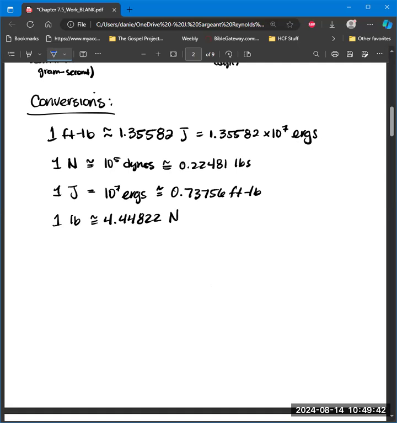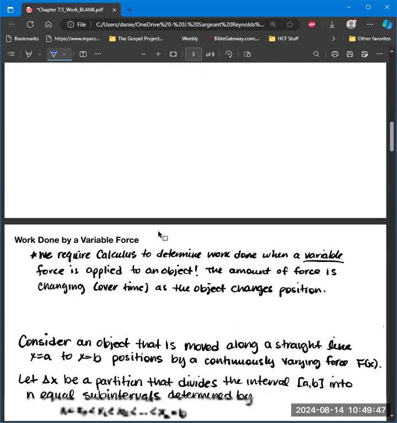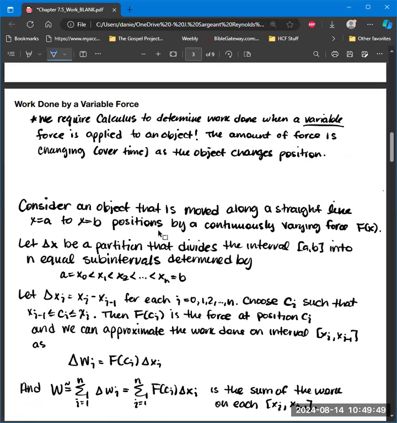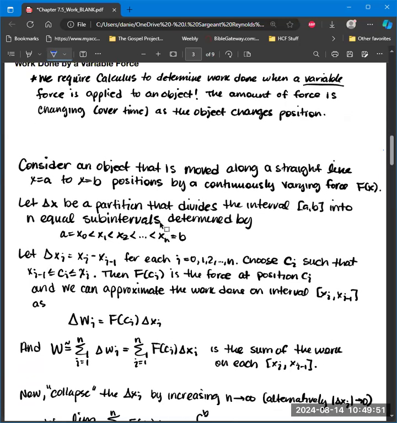We may need to do some conversions in some of our problems, but that's going to be unlikely because typically our problems all stay within the same system. So that's more of a physics engineering thing to need to know those conversions, but those are important conversion factors that you may want to make note of.